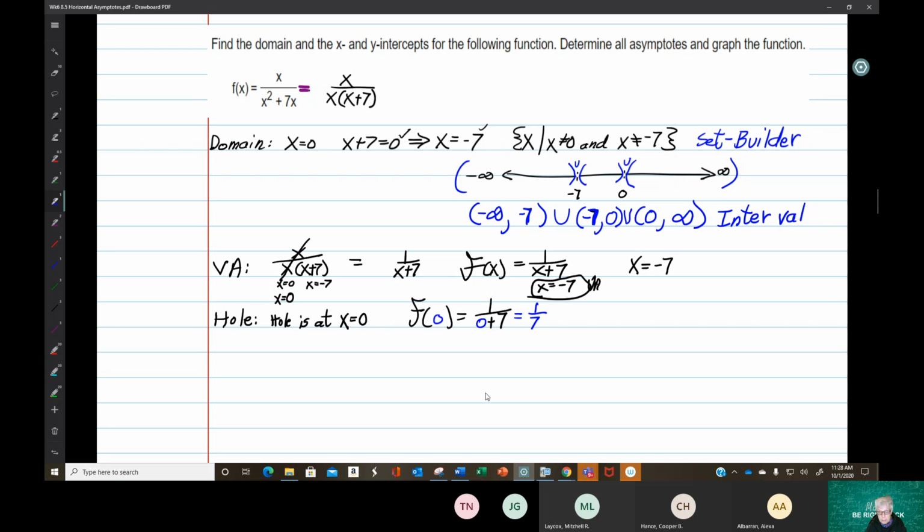That's where the hole is going to be, where x is 0 and the y coordinate is going to be 1/7. So 0, 1/7 is our hole. Again, since it's not negative, it's a little bit above the x-axis.